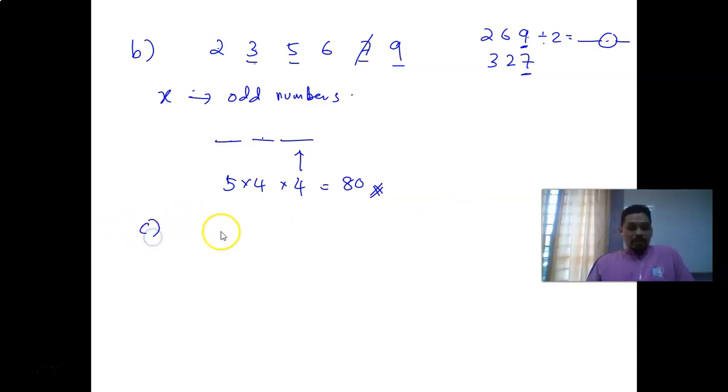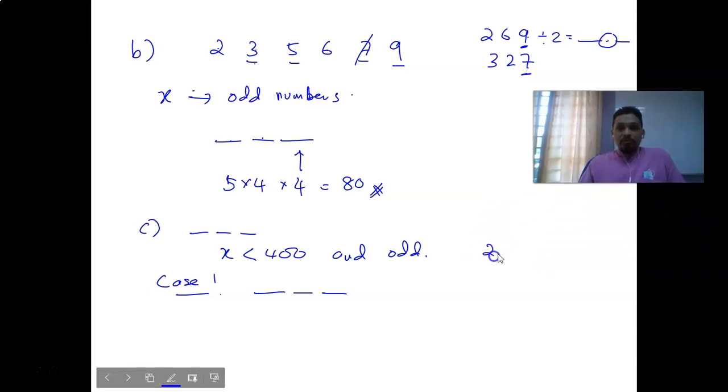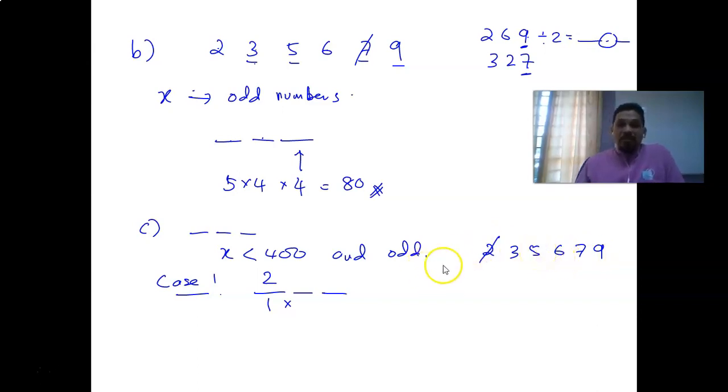And then for question C, the arrangement of 3-digit numbers X which is less than 400, and it is an odd number. Okay, so there are 2 cases here. For case number 1, X less than 400, because we have 2, 3, 5, 6, 7, and 9. If we begin with 2 here, there is 1 way of selection, 1 only. Because X is less than 400, it cannot begin with 5, 6, 7, or 9. So if we begin with 2 and it is an odd number, how many odd numbers are left? 1, 2, 3, 4. So 4 ways.